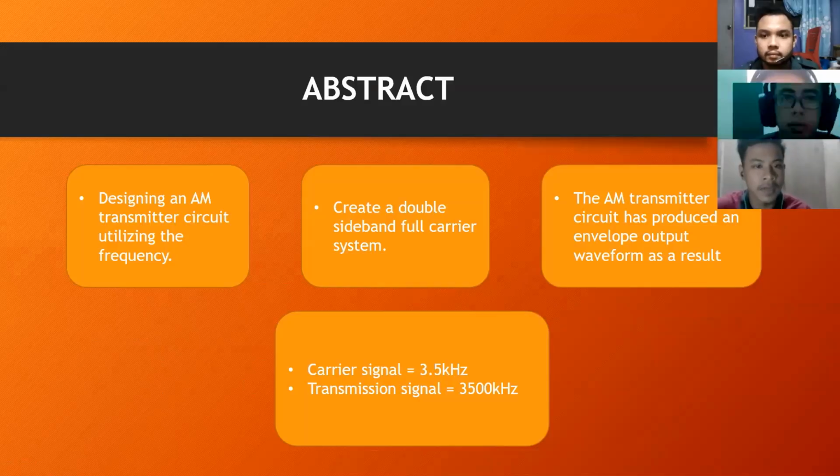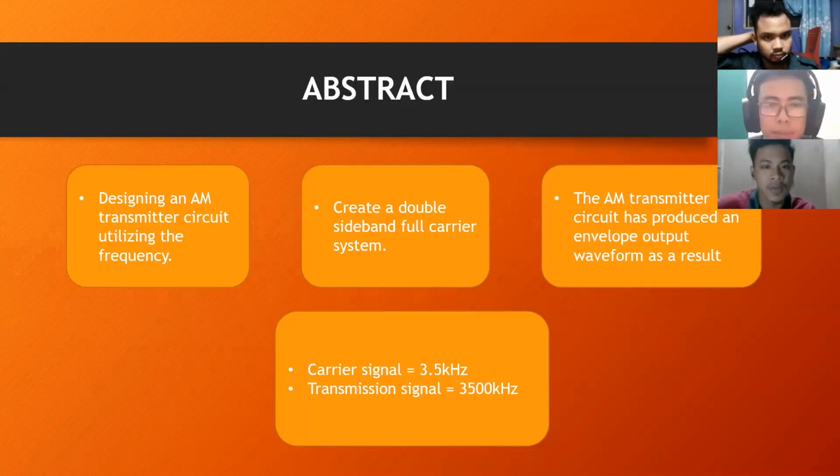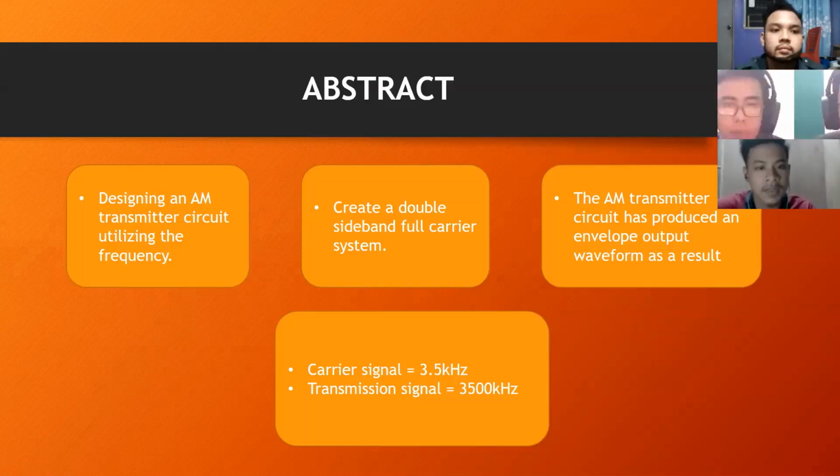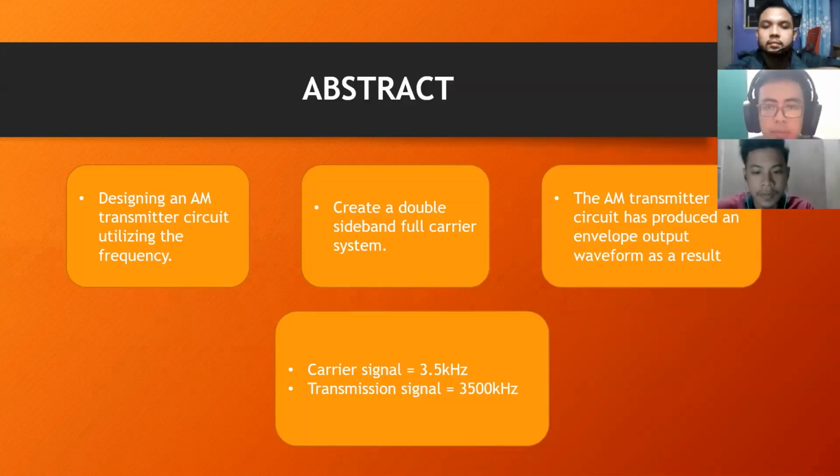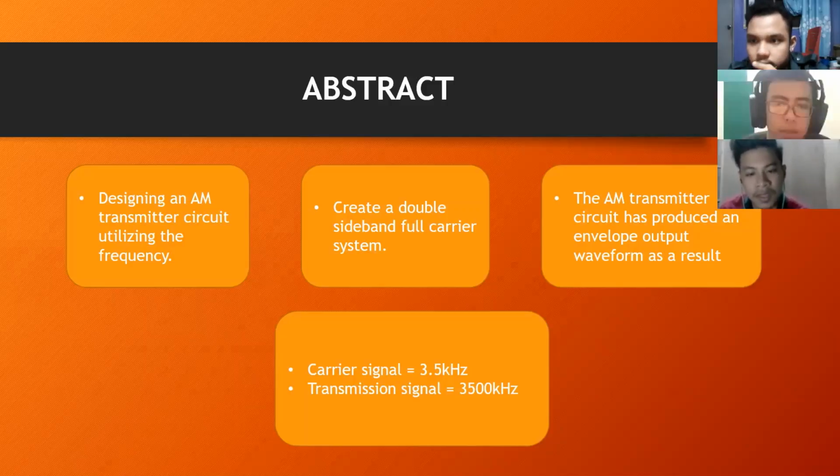Our abstract: we are given the challenge to design an AM transmitter circuit utilizing the frequency that we choose. The basic modulator circuit is used in this project to create a double sideband full carrier system. The frequency that we choose for the carrier signal is 3.5 kilohertz. The transmission signal is 350 kilohertz.